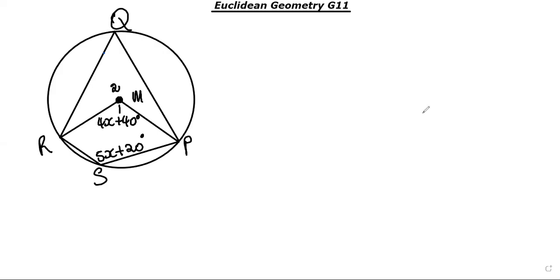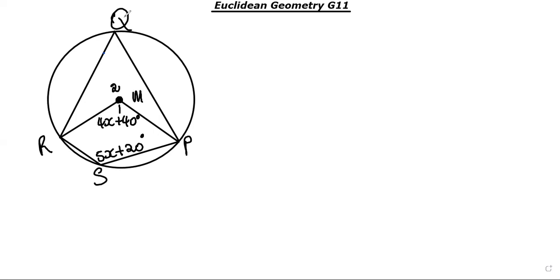So in this case, P, Q, R, and S are points on the circumference of a circle with center M. It is given that the size of angle M1 is 4x plus 40 degrees, and the size of angle S is 5x plus 20 degrees. So ours is to determine the size of angle Q for 5 marks.